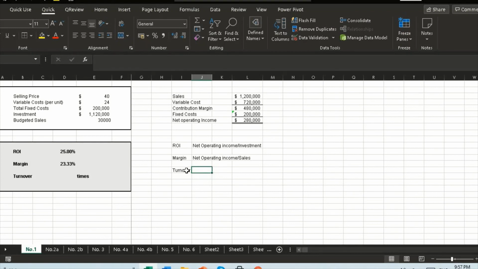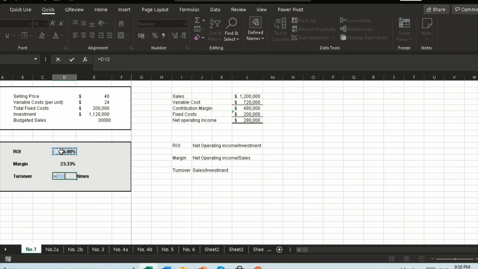our formula is to divide the sales by the total investment. As a shortcut, we can just divide the return on investment by our margin, since margin times turnover is equal to return on investment. Following that formula, 25% divided by 23.33% would give us 1.07, which is our turnover.